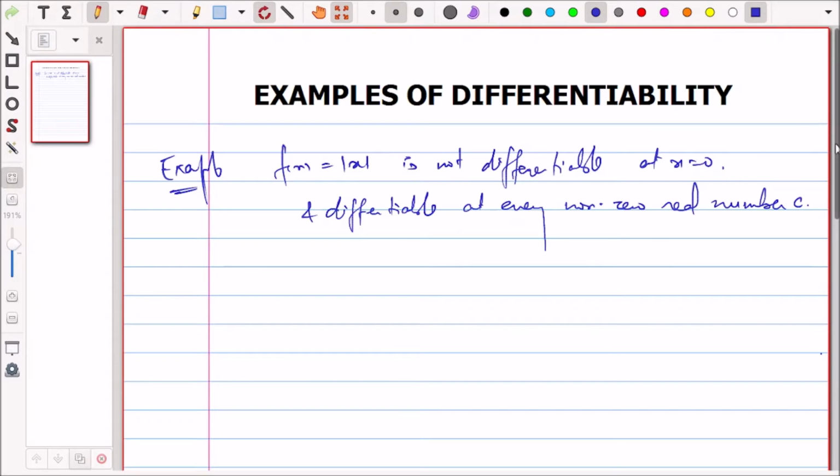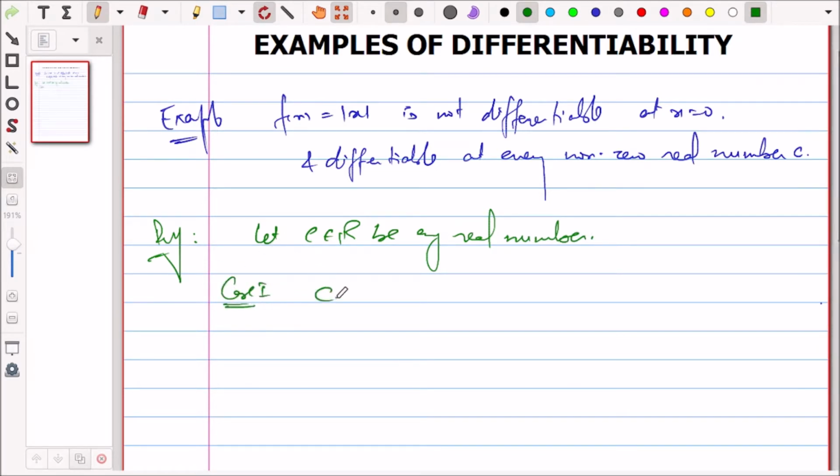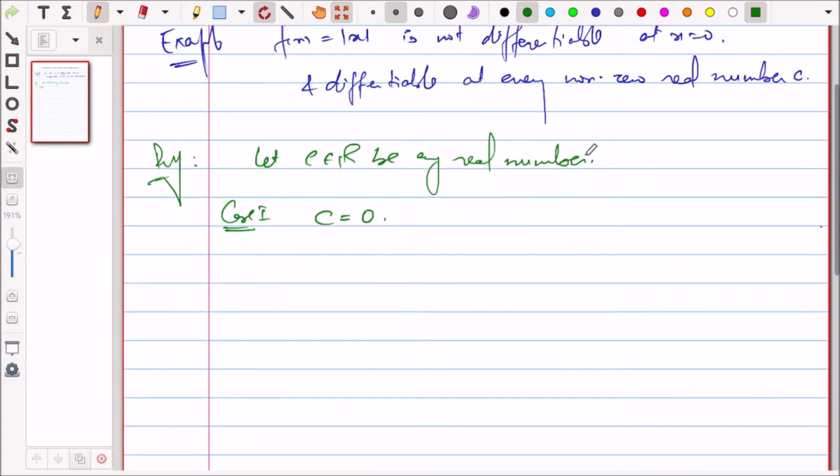Have we proved this or not yet? Okay, let us do it, let us do the complete proof. So proof: we'll start with, let c belong to R be any real number. Case 1, when c is equal to 0. In this case we have to show that it is not differentiable.